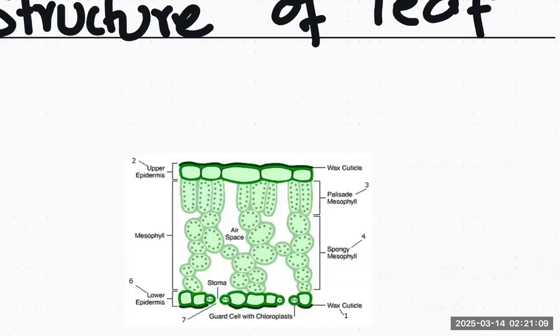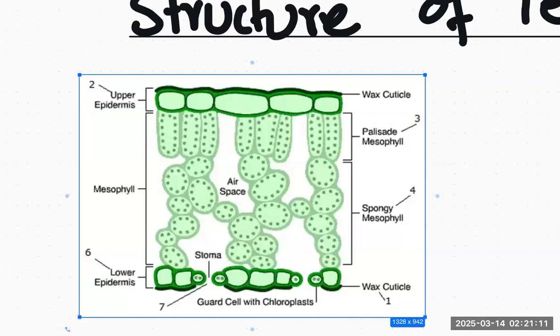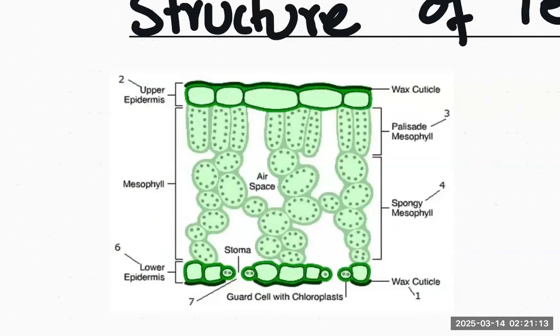So a leaf is basically composed of all of these parts, right? The topmost layer is referred to as your upper epidermis. Epidermis is basically the outermost layer of the cells. So in any tissue, in any organ, the outermost layer of the cells is your epidermis. The top one is called the upper epidermis. The bottom one is called the lower epidermis.